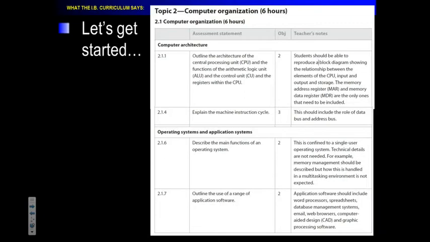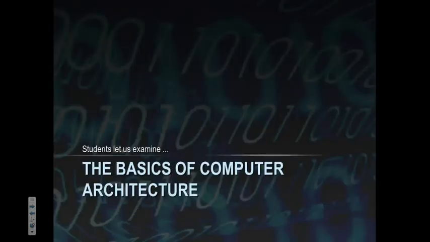Okay, come on, why is this not working? There we go. Okay, so here's the points the IB wants you to know. Outline the architecture of the CPU, Central Processing Unit, and the functions of the ALU, the Arithmetic Logic Unit, and the Control Unit, the CU, and the registers within the CPU. So this will be new to you, so that's what I'm going to teach you. Explain the machine instruction cycle, the main functions of an operating system, and the range of application software. We're not going to do all these points today, but let's dive into this, okay?